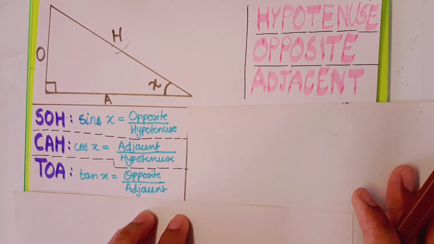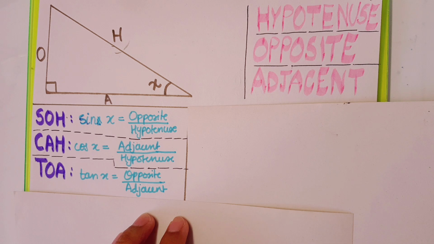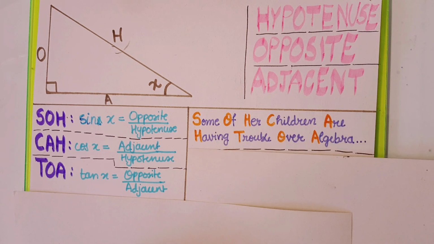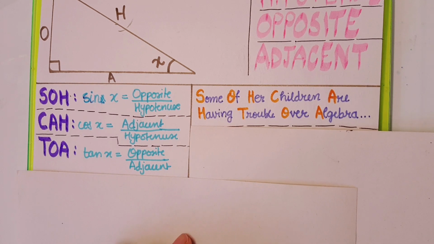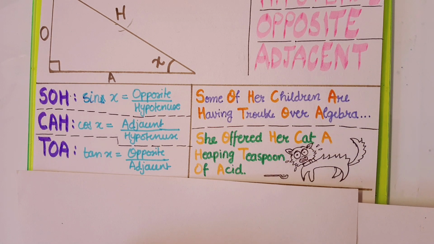But if this one is not really helpful for you, then there are some other mnemonics. For example, some of our children are having trouble over algebra, or some other gruesome ones like she offered her cat a heaping teaspoon of acid. Now, if this is your liking, then choose your picking, but better still, have a go at making one of your own. But for this video, I will continue with the SOH CAH TOA.